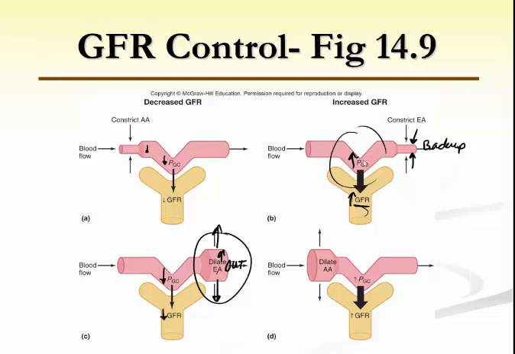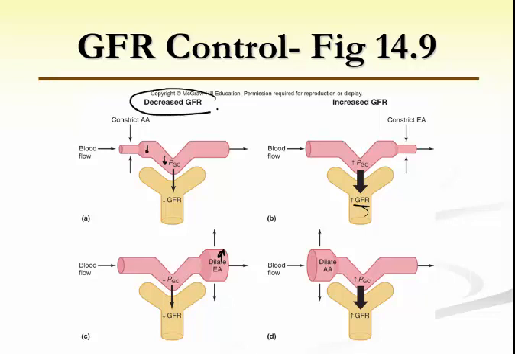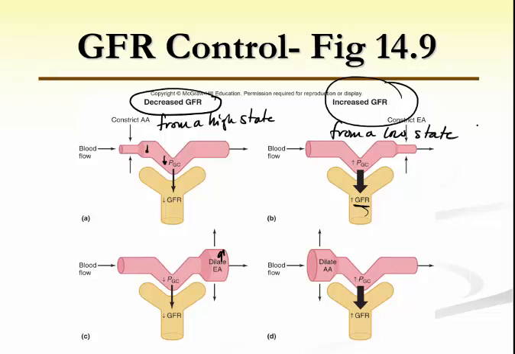Okay, so just for clarification, what you're seeing in this figure is the effect. The effect of these two activities will decrease the glomerular filtration rate from a high state back to normal. These two are going to increase the glomerular filtration rate from a low state back up to homeostatic values.